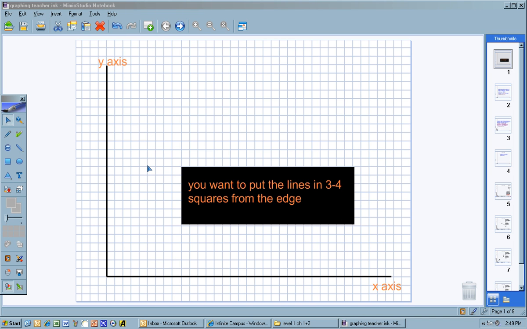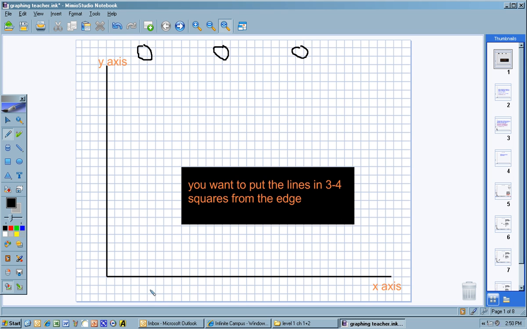Whenever you're making a graph, the first thing you want to do is make sure that the circles for the hole punches are at the top of the page. Usually you want those up here so that they're not in the way of your lab. You want to make sure that your graph is as big as the piece of paper that you're using. You don't want little tiny graphs in the corner.